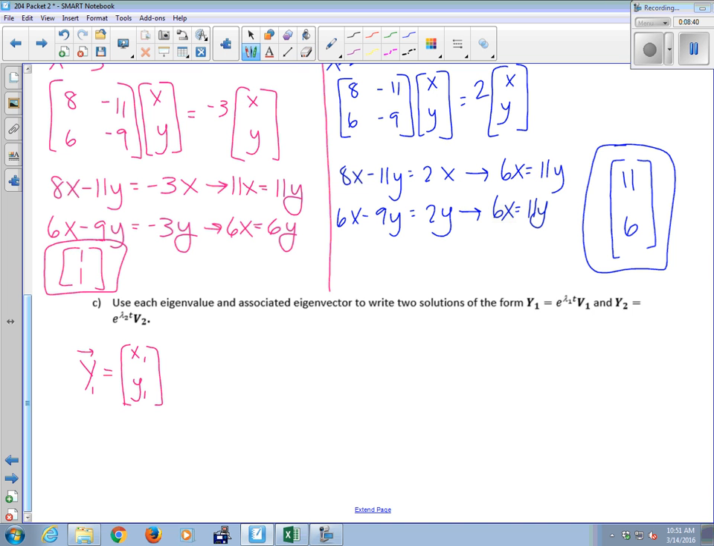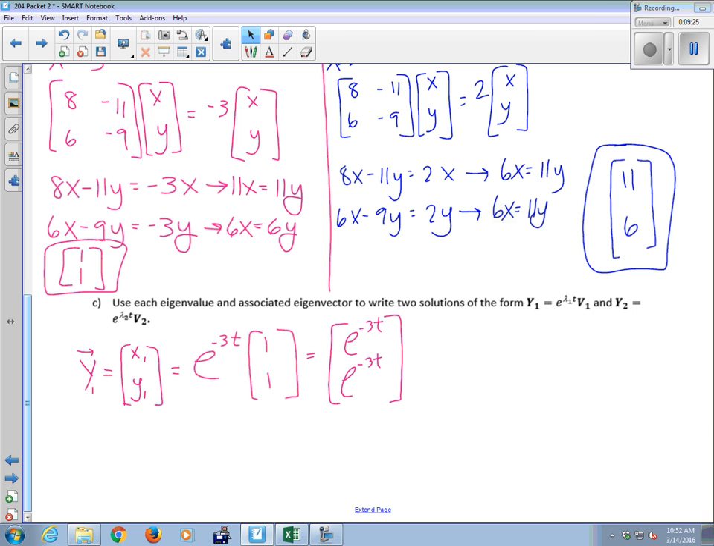So x1, y1, that is going to be e to the lambda 1 t. So my first lambda is negative 3. So it's going to be e to the negative 3t times my associated eigenvector 1, 1. And you can either leave it like this, or you can distribute that e to the negative 3t to both components of your vector. So this would be e to the negative 3t, e to the negative 3t. I don't care which way you write it. Often in the answers, I've been putting it both ways, because you can write it either way. So whichever one you feel comfortable with. Okay, so that's one of my straight line solutions.